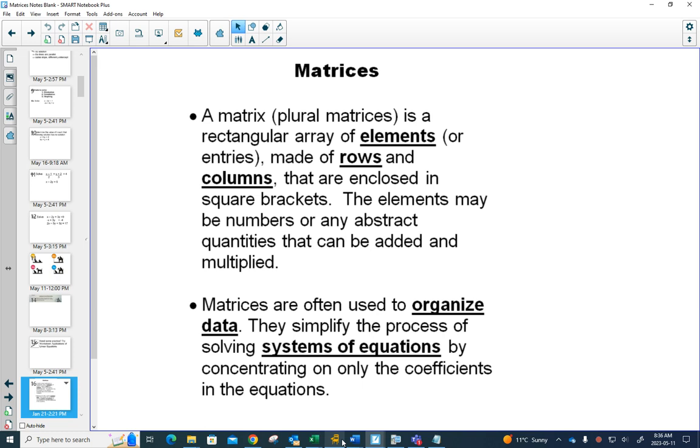We are going to find out that they simplify in some cases, maybe make it more complicated in other cases, the process of solving systems of equations. And all you're doing is writing the coefficients down instead of writing everything down. So they are a way to organize data, but cause us to write down less things, sort of like when we did synthetic division. You know how that organized things, but you didn't have to write as much? A matrix is similar to that.